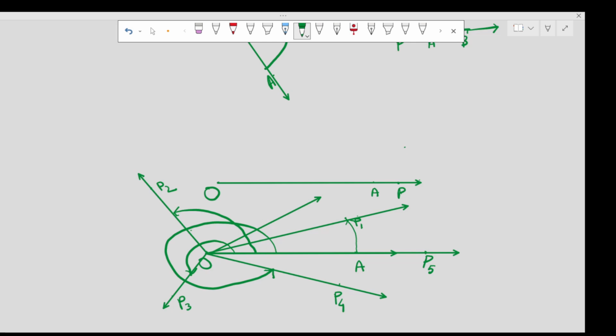See, after completing one revolution, the line revolves again and its position is OP6. Then what will be the angle? The angle will start from here, rotate here 360, and again rotate after this.